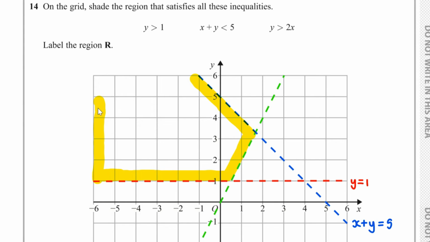Okay, so now if we complete the shading, here is our graph. Okay, so this is exactly what we want to shade. So this is our required region, and we need to label this region R. So let's label the region R, and of course let's label this line y equals 2x.